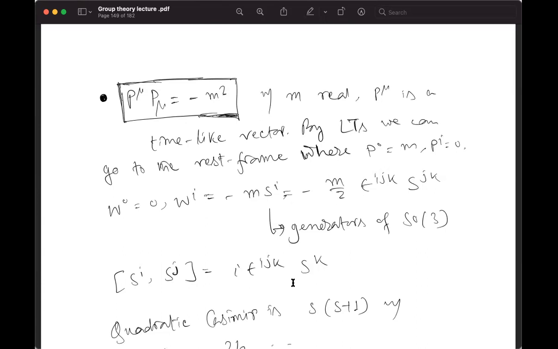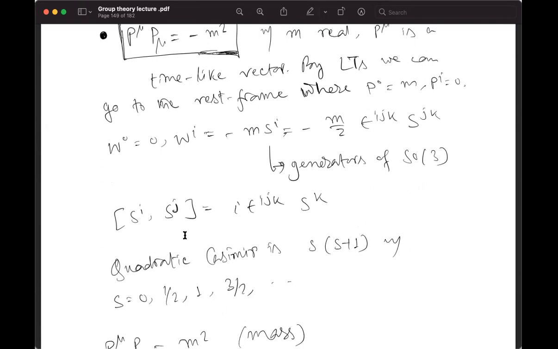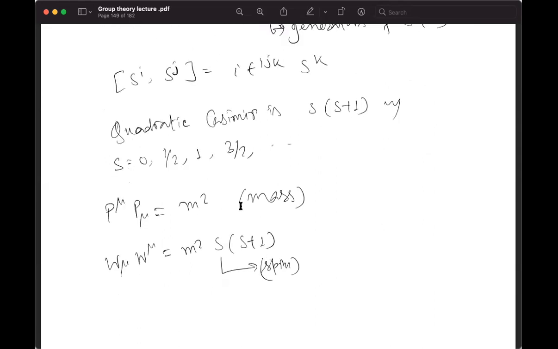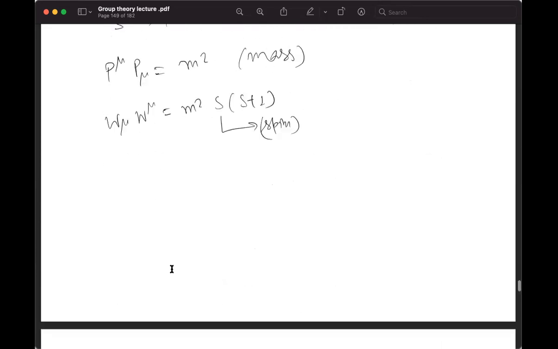So, by Lorentz transformations, we can go to the rest frame at P⁰ equal to m and Pⁱ equal to 0. That tells us that W⁰ will be 0, and Wⁱ will be −m Sⁱ, which is basically −m/2 ε^{ijk} S_{jk}, which is the generator of the SO(3). And Sⁱ satisfies the commutation relations of the SU(2), the spin, because it's the SO(3). The quadratic Casimir is basically S², with eigenvalue s(s+1), where s can take the values 0, 1/2, 1, 3/2, and so on. So we have P² equal to m², the mass, and W² equal to m² s(s+1), which is basically spin.